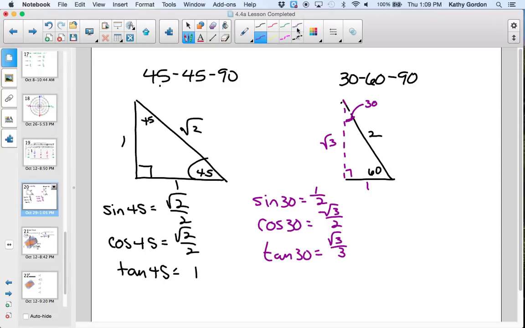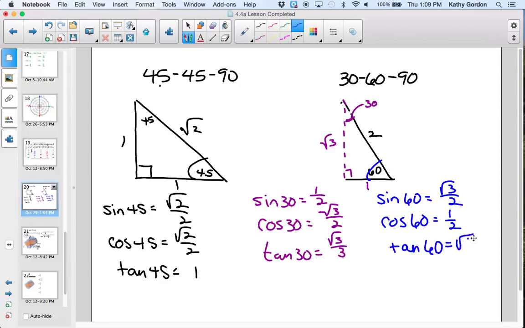Okay? Now let's do this from the perspective of 60. What's the sine of 60? Square root of 3 over 2. What is the cosine of 60? And the tangent of 60? Square root of 3. Okay? So notice, these are all the special angles.